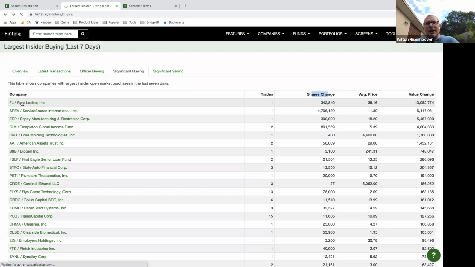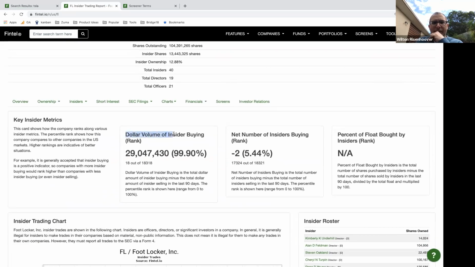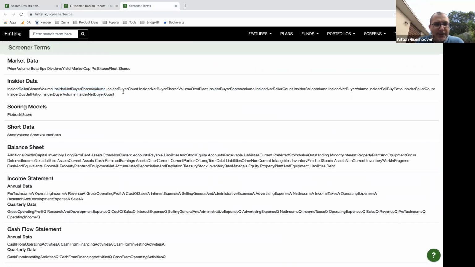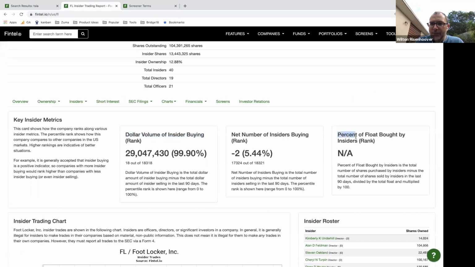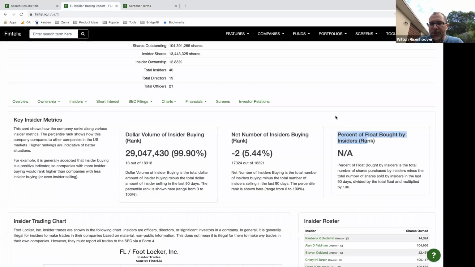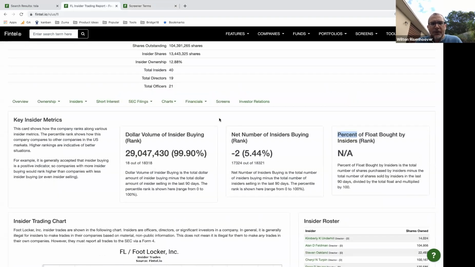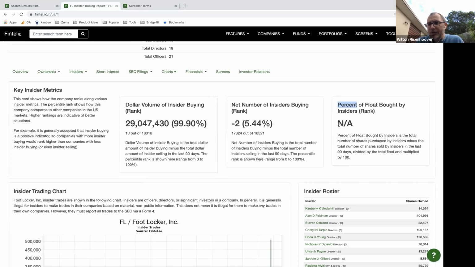In terms of that, if you want to get there sooner than me updating this data, this dollar volume of insider buying is in the screener. If I go look in the screener here, it's not dollar value, it's percent of float bought by insiders. You can look in here somewhere, insider net buyer shares volume over float. So there's a screener term right there that should correspond to this. You could create a screen that would show you that information, and you would be able to sort by that. So that's how you would get to that number before I can give it to you. Although it doesn't look like we have float for this company.